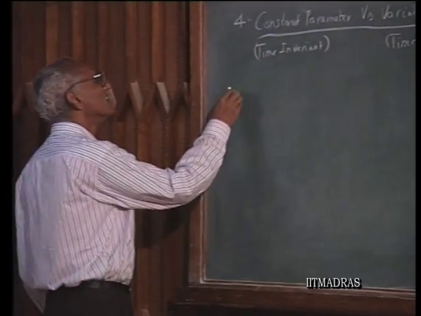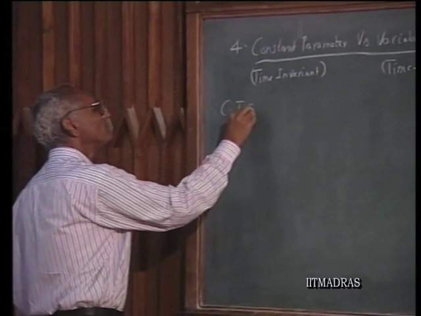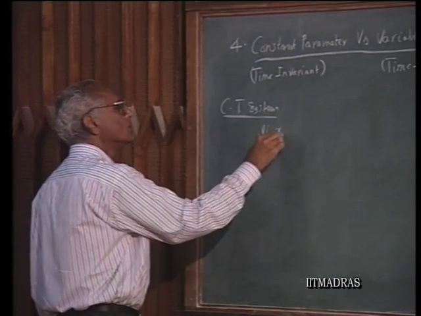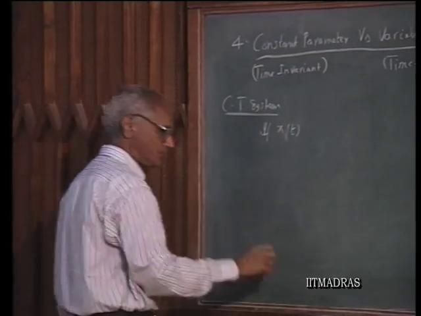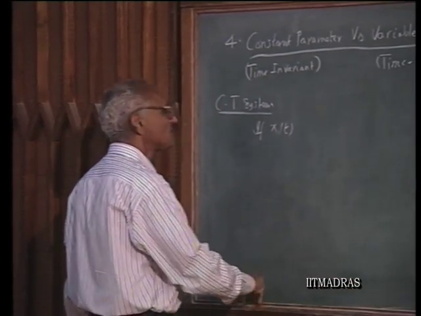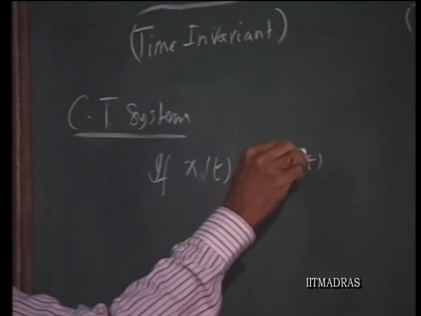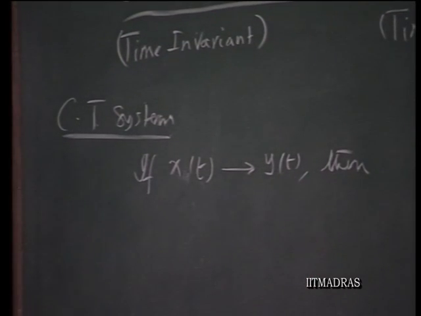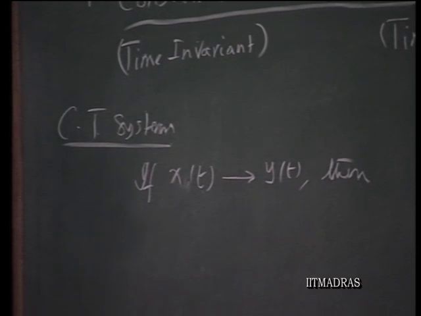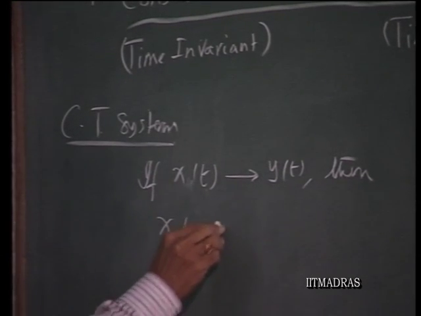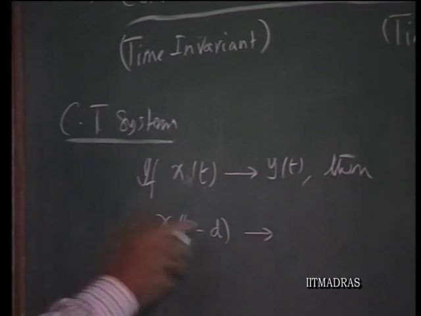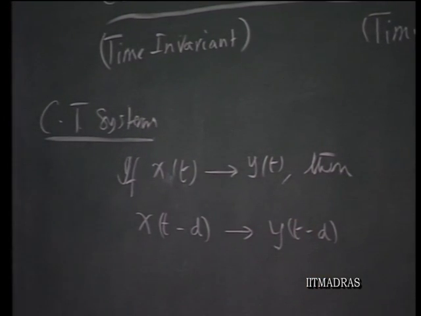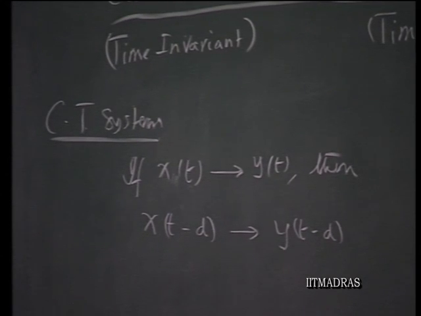It goes like this. If you take a continuous time system, if you have an input, say x of t, which gives rise to an output y of t, then suppose this x of t is delayed by or translated in time by a certain interval, say x of t minus d, then such an input will give a response which is similarly delayed in time by d units of time, no matter what t you take.